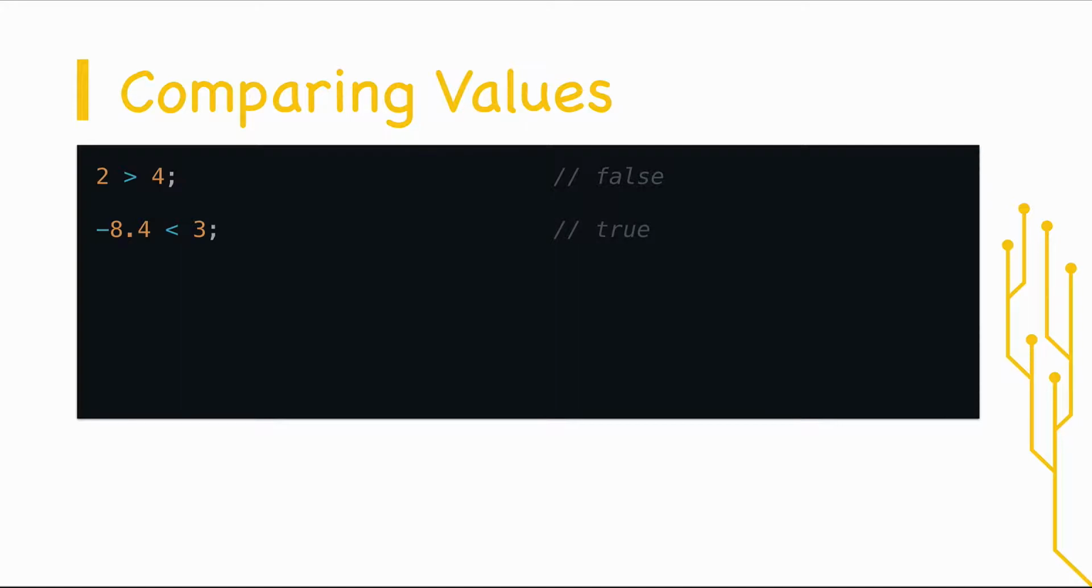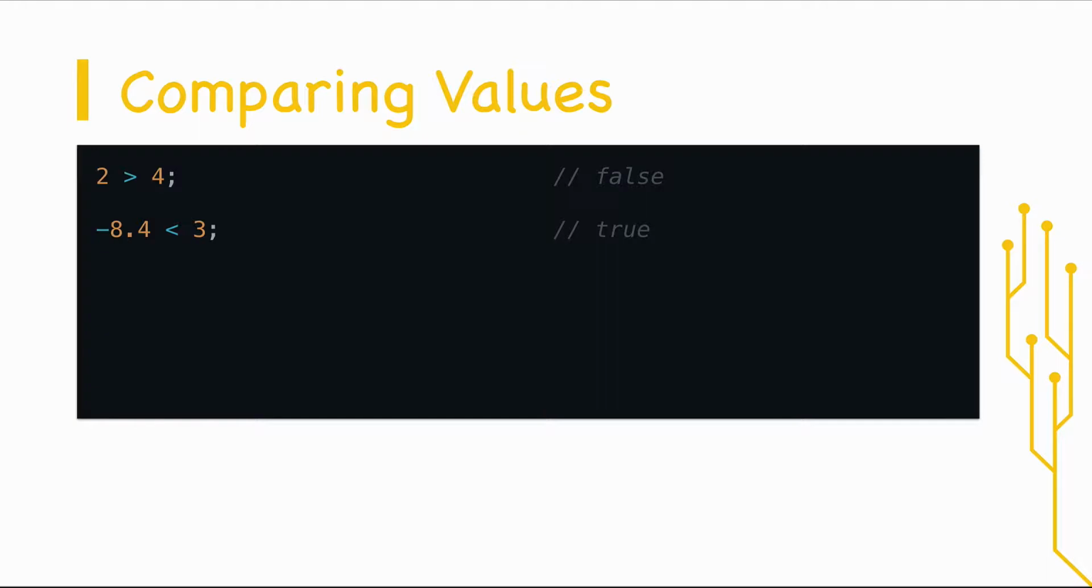Another example here is -8.4 is less than 3, and the result in this case is true. So in this case, we're using the less than comparison operator, which is the opposite of the greater than operator. And in this case, we have two numbers that we're comparing the values of. The first number is negative 8.4 and the second number is 3. And we're expressing the values as negative 8.4 is less than 3.